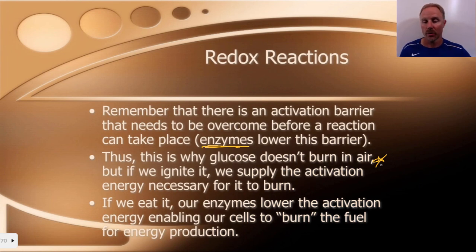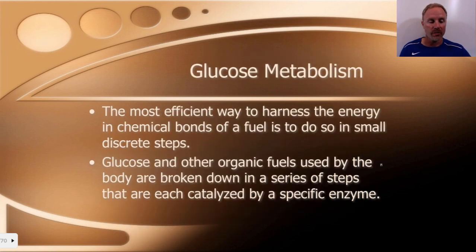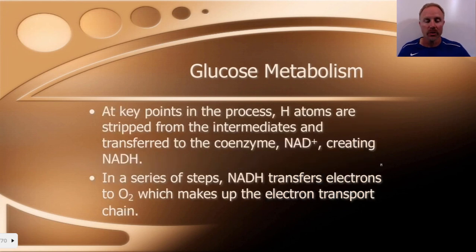So the enzymes are going to lower that activation energy, help us burn the sugar to liberate the energy in the bonds, that potential energy that's stored in the bonds of glucose, and it's going to be used to, of course, power the production of the ATP that our cells can then very easily use. All right, so as far as glucose metabolism is concerned, the most efficient way we've said is to do this in very small, discrete steps. And these organic fuels, such as glucose, are used by the body, and each step along the way is catalyzed by a specific enzyme that, of course, isn't important for us to know. It's just important to know that they're run by enzymes.